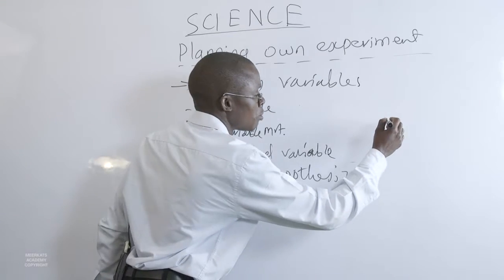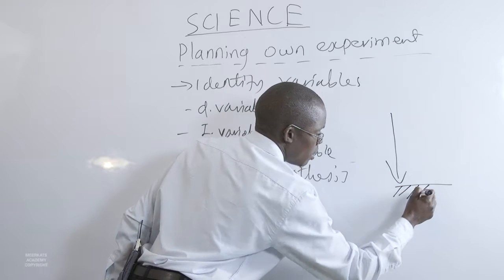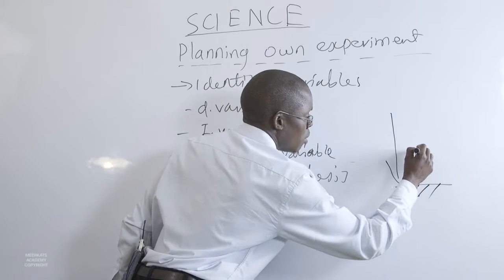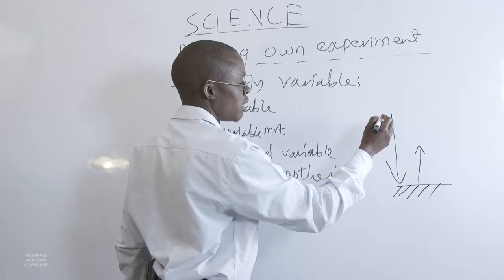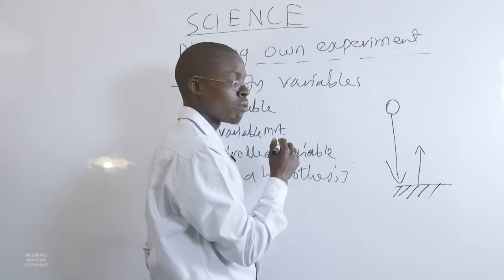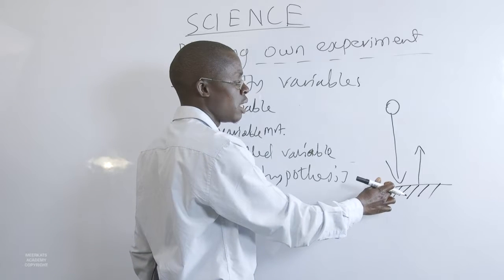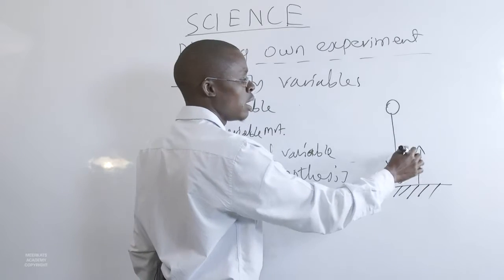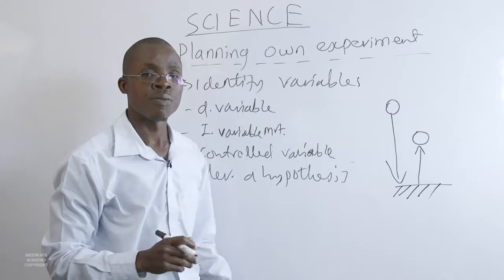If you drop this ball to the ground, it will obviously bounce back. So we want to relate the dropping height of the tennis ball to the ground in relation to the bouncing height of the same tennis ball.